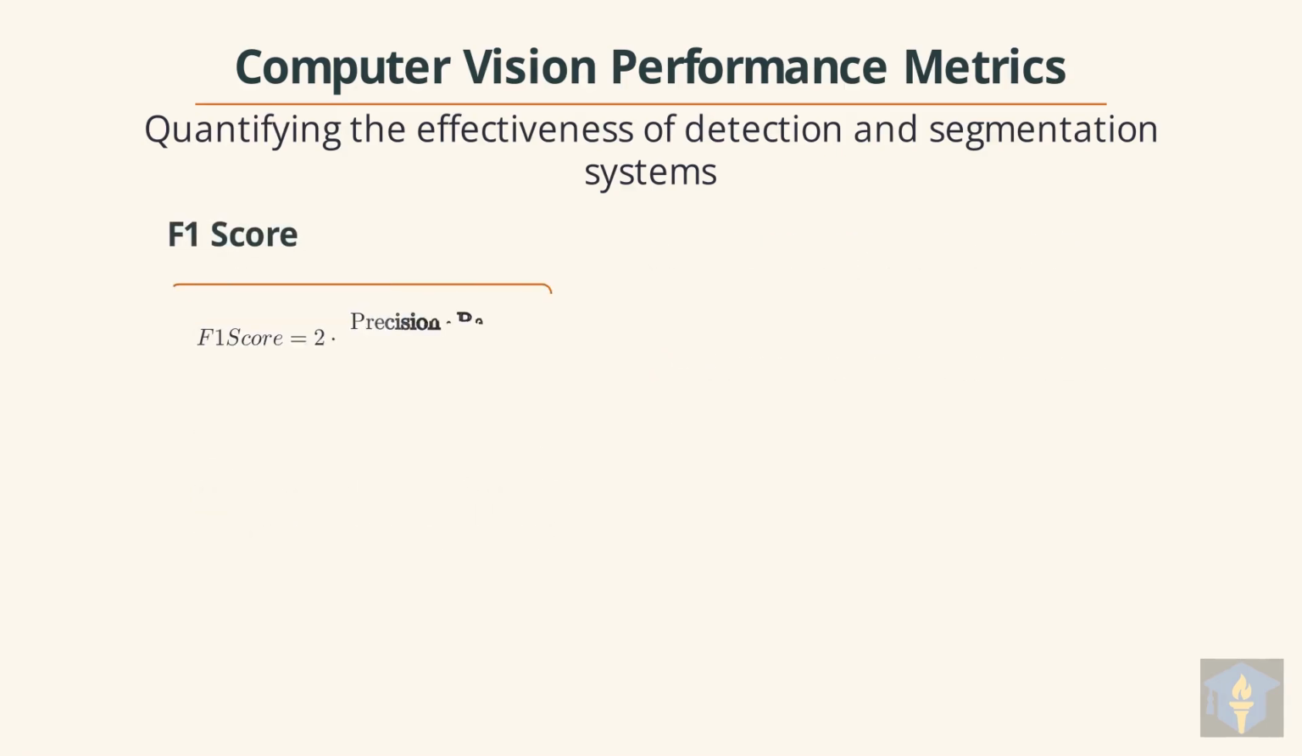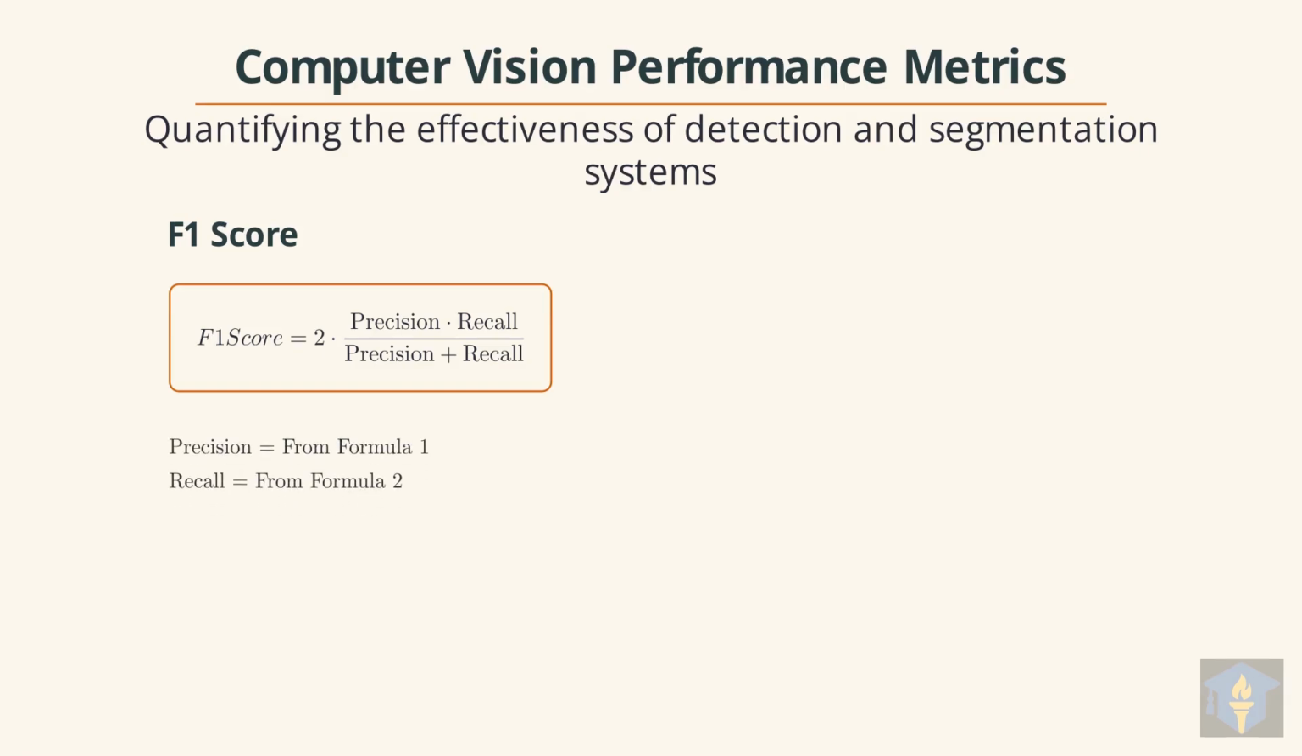The F1 score provides a single, balanced metric by combining both precision and recall. F1 score is 2 times precision multiplied by recall, divided by precision plus recall. Here, precision refers to the value we calculated using our first formula, and recall is the value derived from our second formula, as we just discussed.